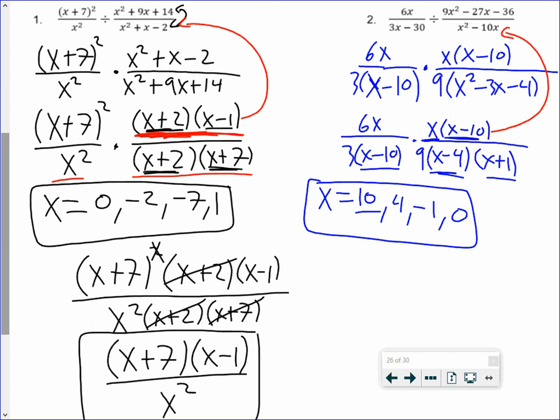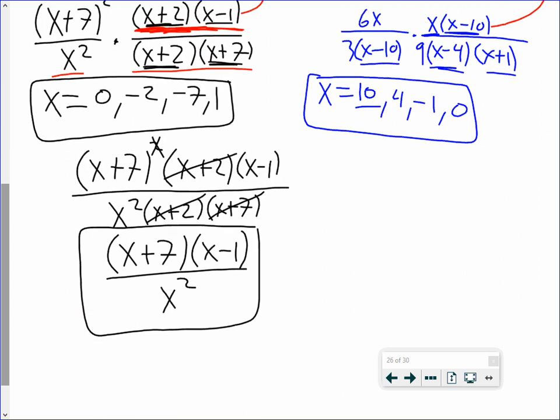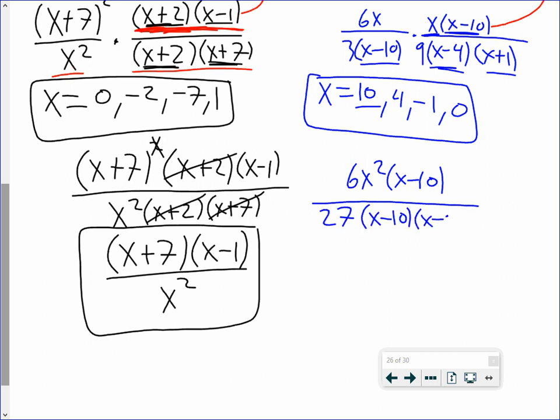And now that we found our excluded values of x, we can actually multiply this now and figure out our simplified version of the expression. So if we multiply the top out, we get 6x squared times x minus 10. We're not going to bother foiling anything out. Just leave it as factored as you can. All over 3 times 9 is 27 times x minus 10, x minus 4, and x plus 1. Okay, so that's our multiplied version of the expression.